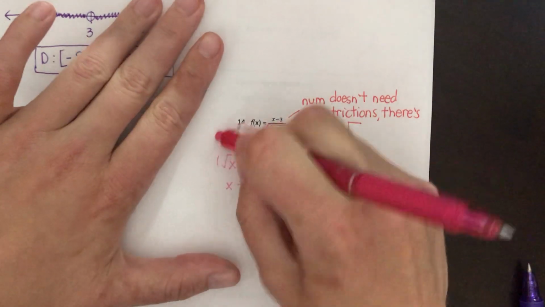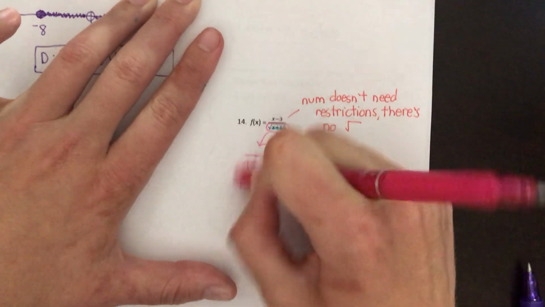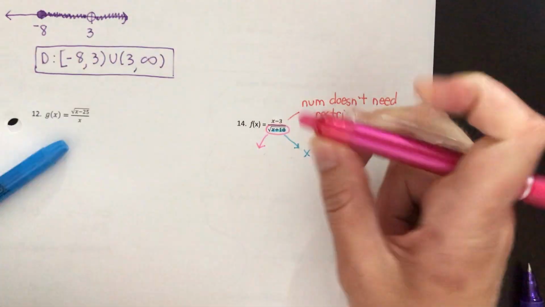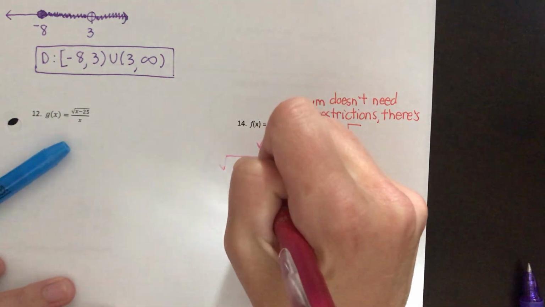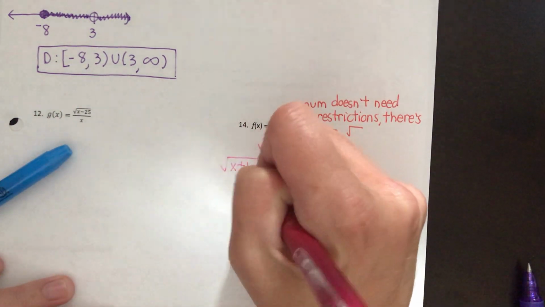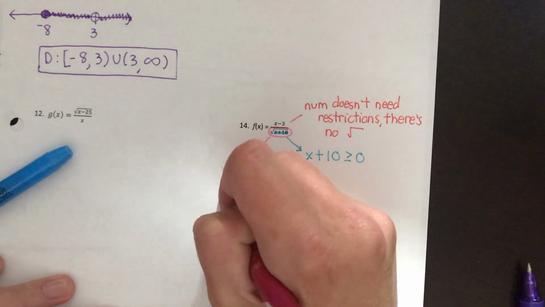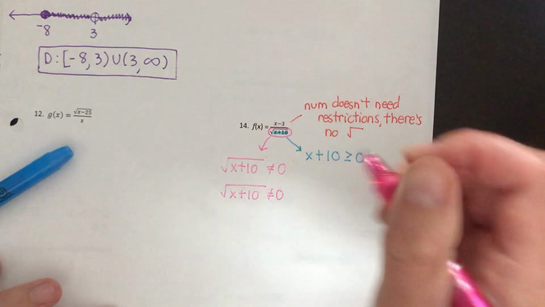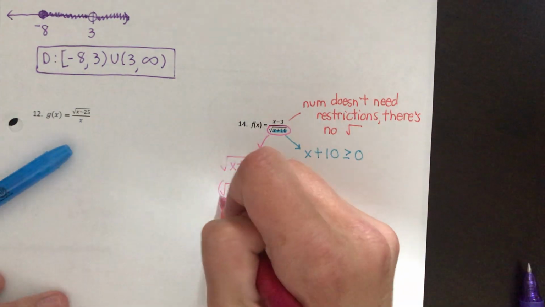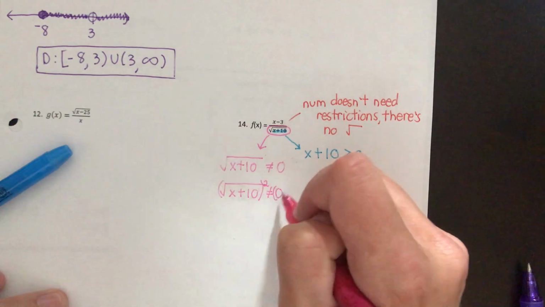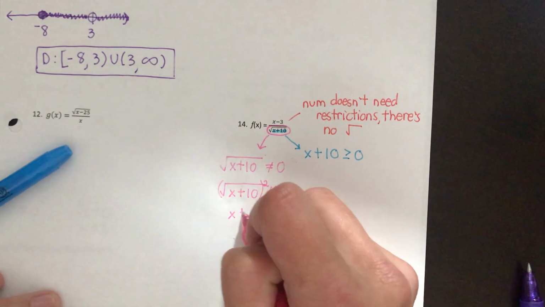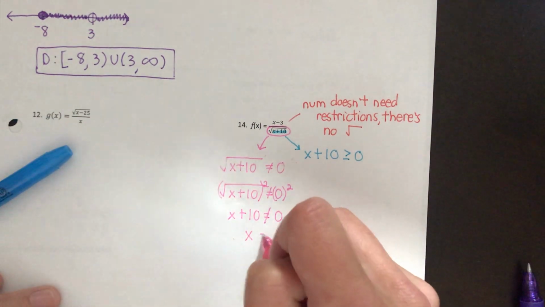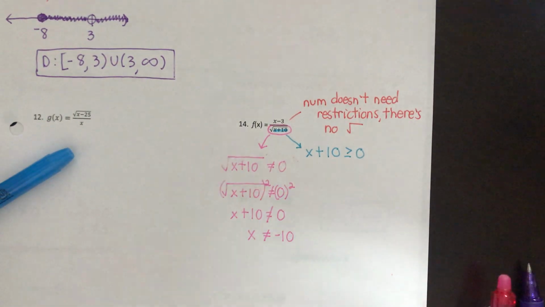Hopefully you're not writing in pen, and if you are, you're writing in erasable pen, because I just thought of what I really want to write. I want to write the radical x plus 10 cannot equal 0. Then I want to write this again, so when you refer back to your notes, you know where that came from. It came from the denominator. Now here's where we show the work. Square both sides, so this will be x plus 10 cannot equal 0. Therefore x cannot equal negative 10. There we go. I feel better about that.